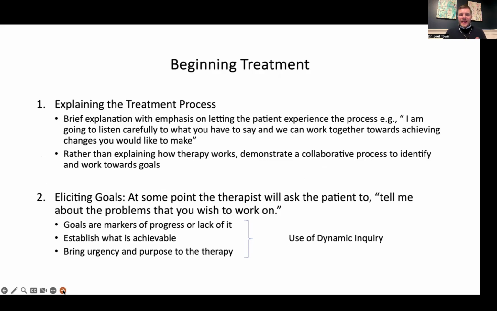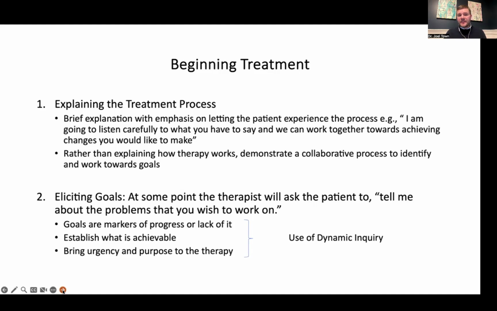So how do we actually begin to explain the treatment process? And in dynamic therapy, we can say the process is more implicit rather than explicit compared to some treatment modalities. So when we get the ball rolling at the beginning of treatment, then what we might do is we might say something like, I'm going to listen very carefully to what you have to say, and that we can work together towards achieving the changes that you'd like to make. And that might be as far as you actually go in terms of explaining what you're going to do.